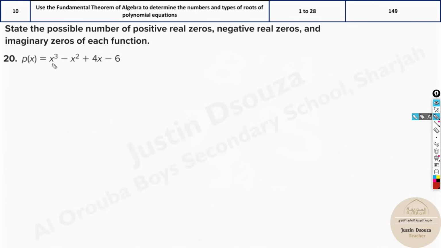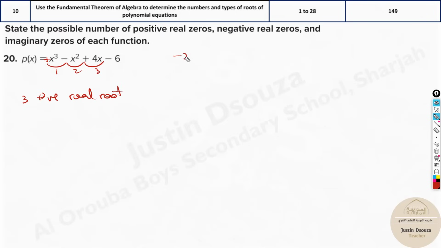So first thing is just check the sign changes. It's plus, right? 1, 2, 3. Positive, negative, negative, positive, positive, negative. That's it. So 3 sign changes. So how many positive real roots can there be? 3 positive real roots. Now what next?